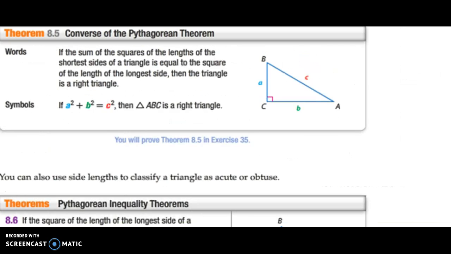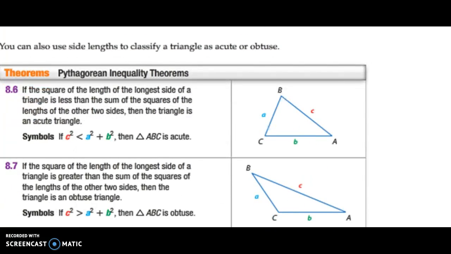Now the converse of the Pythagorean theorem says this. If we know that a squared plus b squared equals c squared, then it is a right triangle. So we can use this to figure out if something is a right triangle or not. The next theorem, 8.6, says that if c squared is less than a squared plus b squared, then it's an acute triangle. So think about it: less, smaller, acute, small angle. And finally, the next one says if c squared is bigger than a squared plus b squared, then it's obtuse. So again, if c squared is bigger, obtuse angles. That's how I remember them myself.